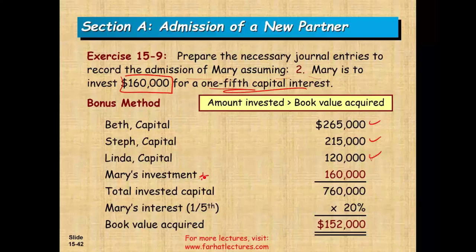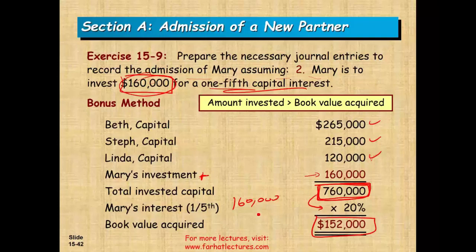And now we're going to add Mary's capital. Mary's capital is 160. So the total capital invested will be 760. Okay, after Mary invests 160,000, Mary is to receive 20% ownership interest. Well, if we take 720 and give Mary 20% of the new capital, she would receive 152. So Mary spent 160. We gave her 152 in capital. We have an $8,000 bonus, basically.